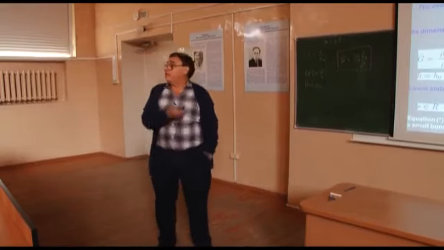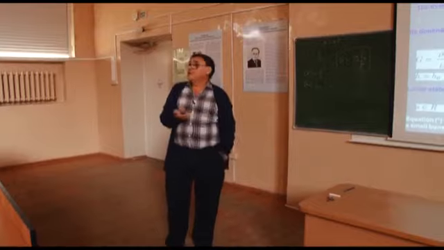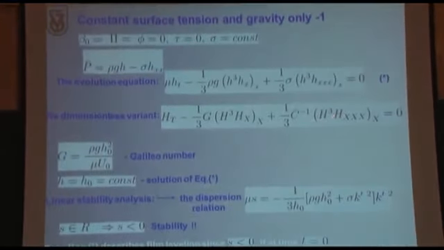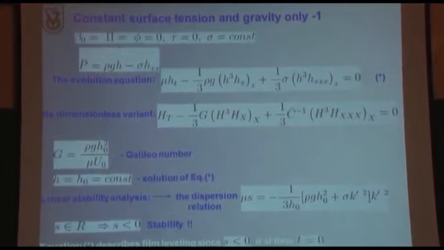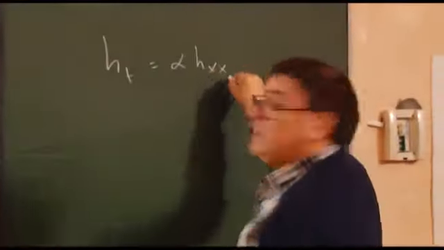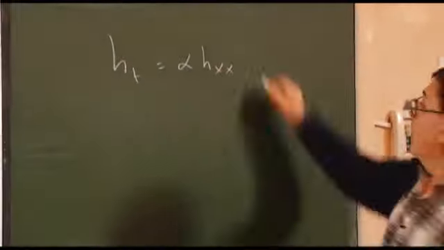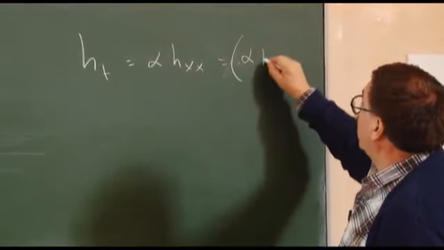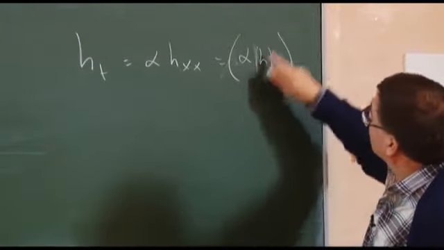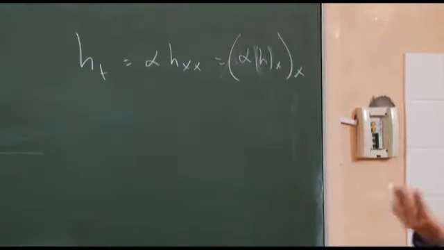So what would you expect to have? This equation is what? It is a nonlinear heat equation, right? Where the thermal conductivity, so to speak, is proportional to h cubed. Let me write it here. This is a heat equation, right? A linear heat equation. Or I can write it something like this, alpha h_xx. That's a linear heat equation.